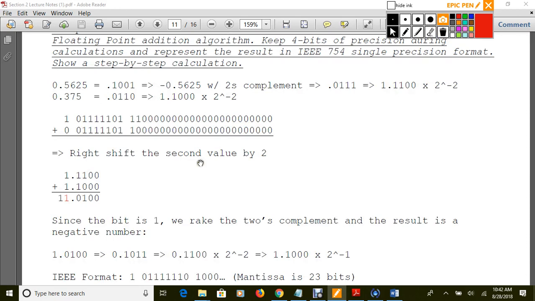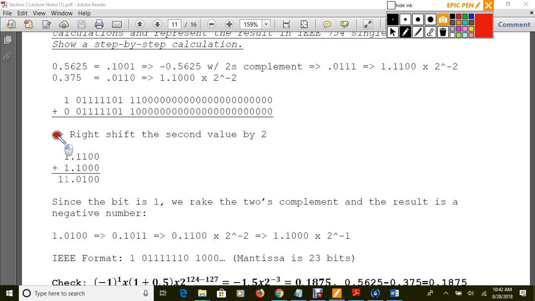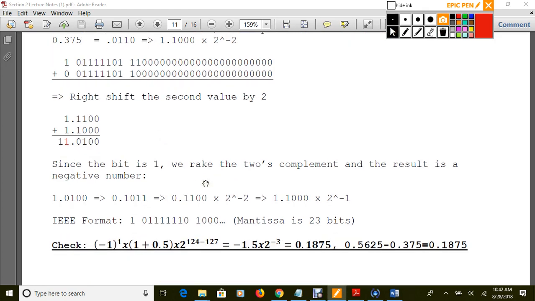We add these together. Again, I should have deleted that, copy and paste error. You add them together, 1, 0, 1, and that's overflow, right? So the most significant bit that's non-overflow comes out to 1. We're going to take the 2's complement, and the result is a negative number, right? So you take the 2's complement of the result, which is 1.0100. That comes out to 0.1011, right?